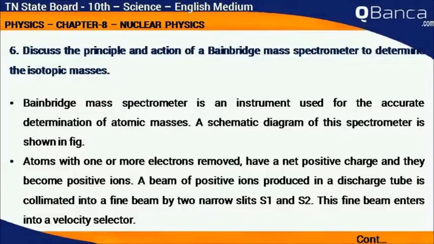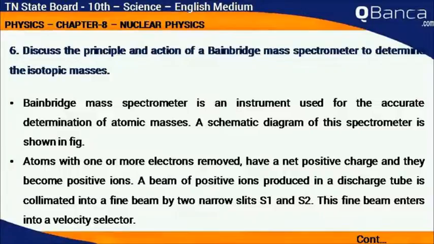Discuss the principle and action of a Bainbridge mass spectrometer to determine the isotopic masses. The Bainbridge mass spectrometer is an instrument used for the accurate determination of atomic masses. A schematic diagram of this spectrometer is shown here. Atoms with one or more electrons removed have a net positive charge and they become positive ions.